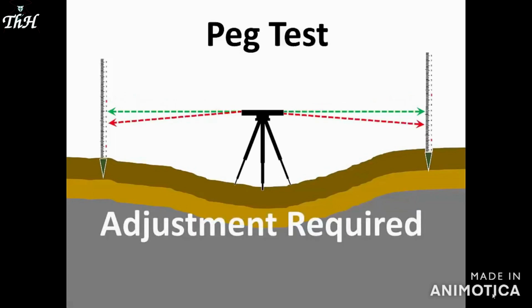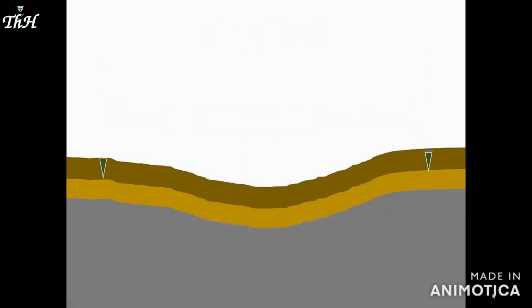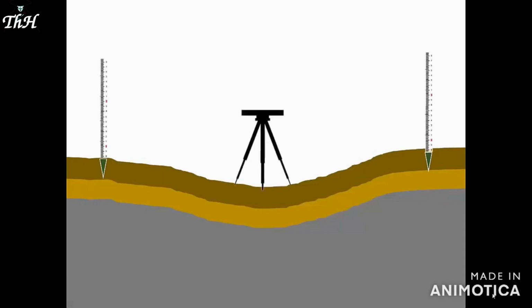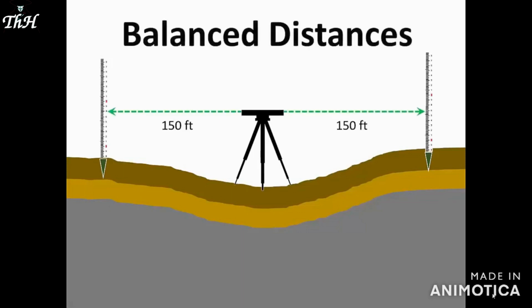To begin a peg test, we mark two stable points 200 to 300 feet apart and set up the instrument at the midpoint between them. In this configuration, we say that the backsight and foresight distances are balanced or equal. First, carefully read both rods and record readings R1 and R2.